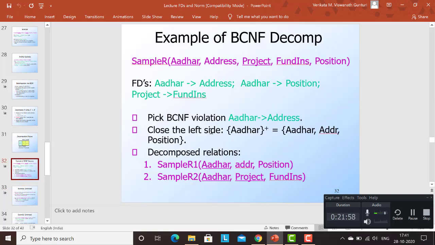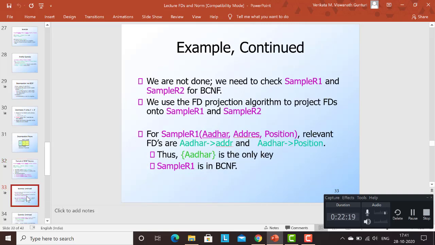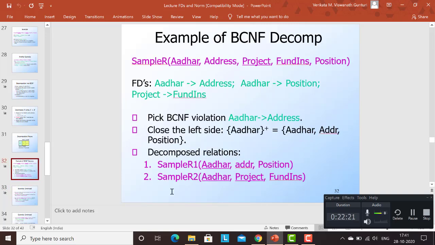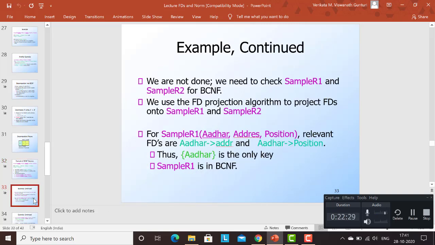So here, on these two decomposed relations, I'm going to project these FDs to see which FDs are valid in each of these relations. Whether you want to do minimal basis after projection or not, I'm leaving that to you. So that step is done, and then we check whether these two are in BCNF or not. These are the two steps.